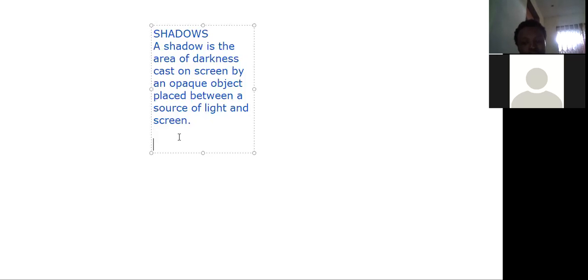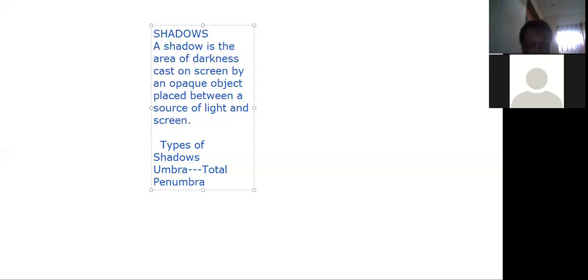The types of shadow formation, types of shadows. We have the umbra, which is total darkness. I'll explain all of them. Total darkness, and we have the penumbra. This one is partial darkness.